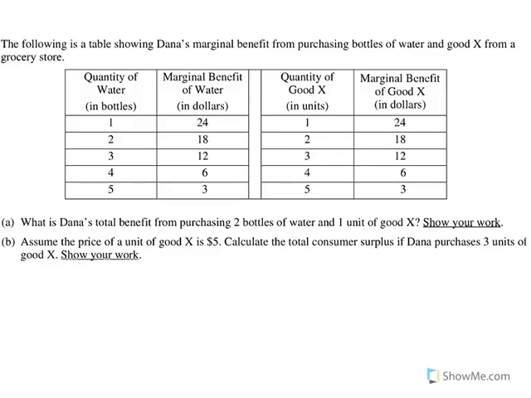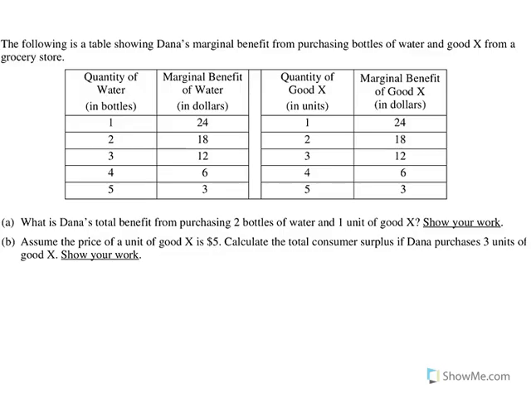So let's go and look at the table here, and you'll see the table repeated throughout the question so that I don't have to flip back and forth, which I know can be disorienting for some people. The following table shows Dana's marginal benefit from purchasing bottles of water and good X from a grocery store. The first thing you're going to notice is they use the term marginal benefit instead of marginal utility, but they mean the exact same thing. The second thing you're going to notice is that they give you marginal benefit instead of total benefit, which is nice, so you don't have to calculate that to do some of this work.